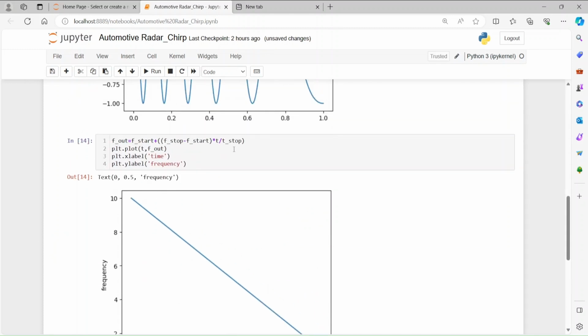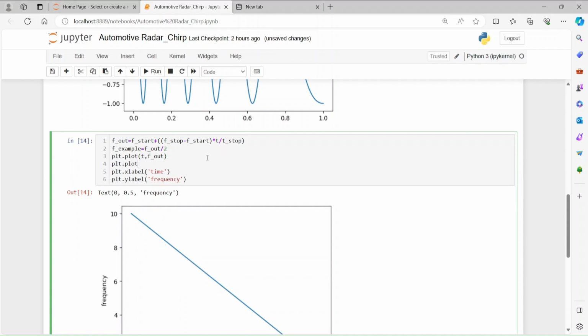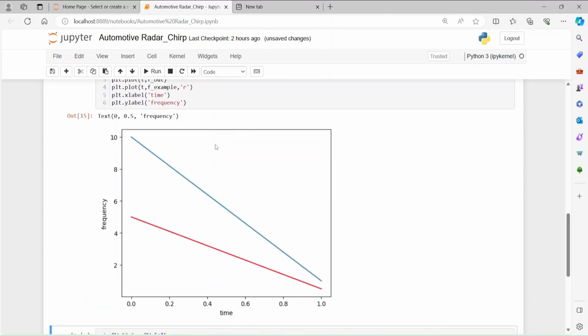So I want to draw one more plot right here, just to show you an example. Here I'm just going to reduce this bandwidth by half, so divided by 2. Then I'm just going to plot it out again. So plt dot plot, and then we have this t and f example right here, with color red, and then plot it out.